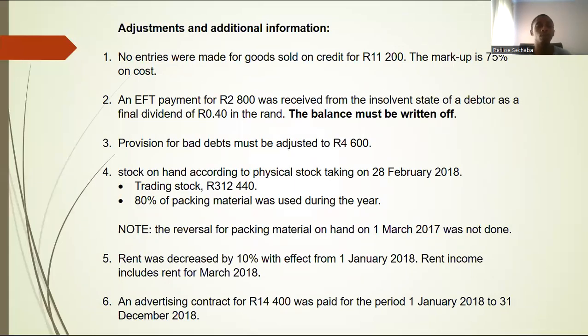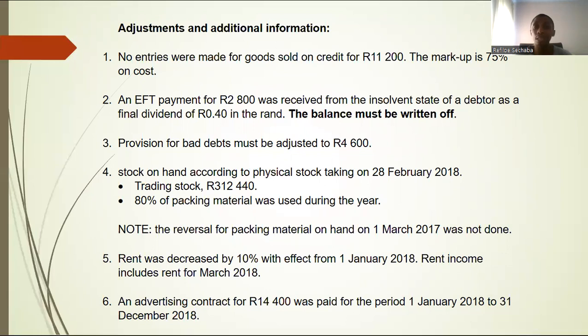Let's go straight to adjustments. And the adjustment says no entries were made. Highlight, no entries were made. Okay, for goods sold on credit. So this is a credit sale. So goods sold on credit for 11,200. The markup is 75% on cost. So this was not recorded.